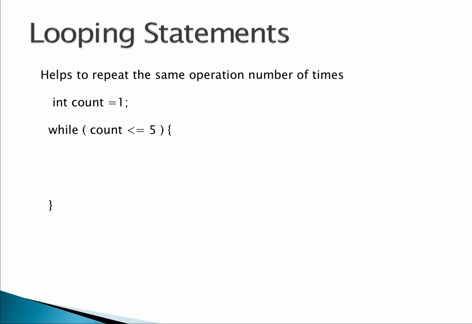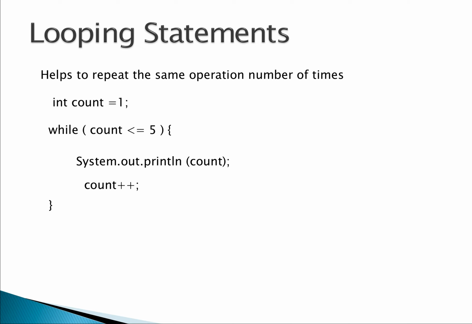The only difference between if and while is that if will execute the block of code in the curly braces only one time, but while will execute this block of code repeatedly till the condition count less than or equal to 5 becomes false. Till it is true it keeps getting executed, and once it becomes false it comes out of the curly braces. So in this program, we have count equal to 1, and 1 is less than or equal to 5. Since the condition is true, it prints 1, and after that it increments the count variable to 2.